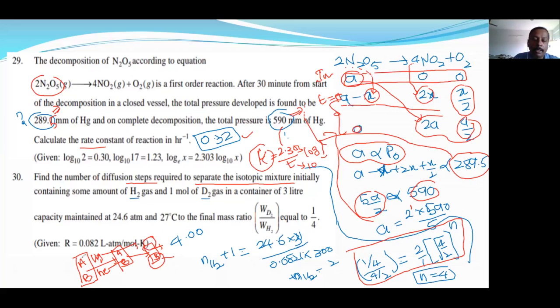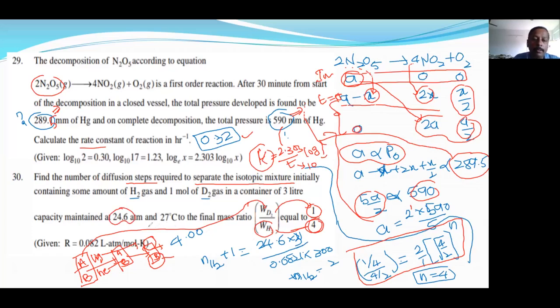Here same thing, whatever I have taken as A, they have taken as D2, and B they have taken as H2. So they want that H2 collected should be 4 times as compared to D2. D being heavier one, it will remain in the original container. And hydrogen being faster, it will move and be collected in the final container 4 times. So to achieve this ratio, we are not purifying, we are enriching one of the isotopes. Okay. So here I will consider this is 24.6.